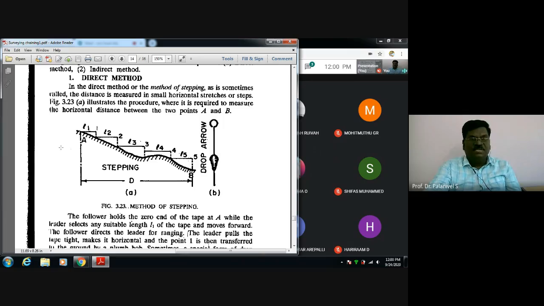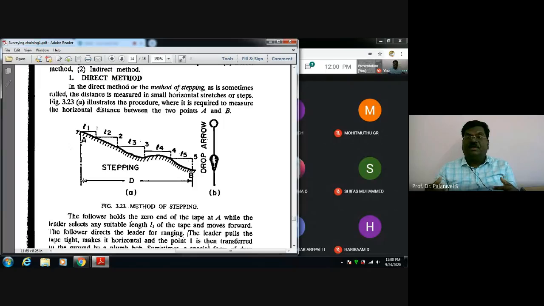That is a sloping ground here, by the stepping method. Direct method, by stepping method, how? This is the starting point A, this is the end point B. We want the horizontal distance, because for plotting purposes we use only horizontal distance, please remember. If you want to measure the distance between 2 points on sloping ground, it doesn't mean the actual length on the ground; it's the horizontal distance between the 2 points that is important.